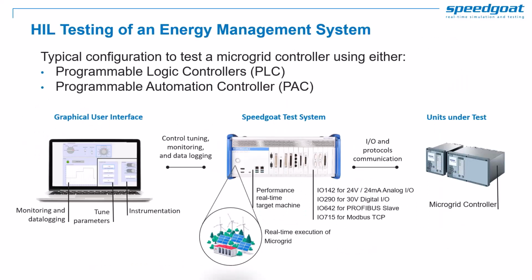The EMS algorithms usually run in a PLC or PAC that contains the suitable processing capacity, I/O, and protocols to handle the optimization and coordination tasks. HIL testing of an EMS controller can accelerate deployment and ensure safe operation of the system under all possible fault conditions. Speedgoat test systems can be configured according to your needs and are capable of simulating microgrids, renewables, and utility grids, and providing I/O connectivity to control relays, emulate sensors, or communication protocols.